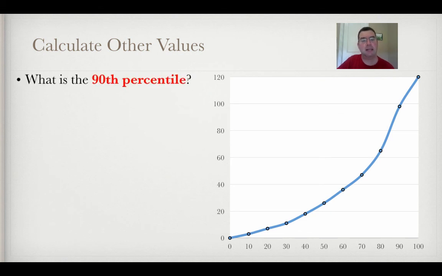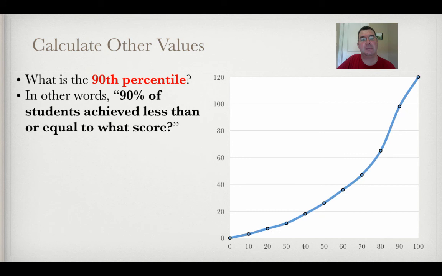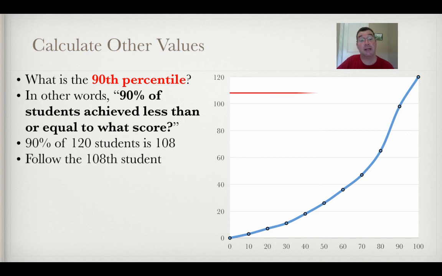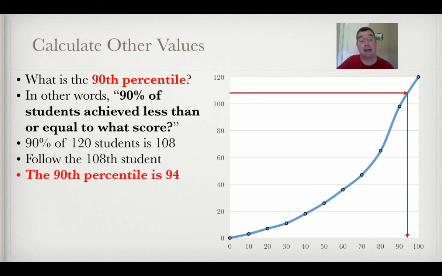I can calculate other values as well, like percentiles. If I wanted to know the 90th percentile, that basically means 90% of the students scored what score or less. 90% of the 120 students is 108. So if I follow the 108th student in the same manner, then I will get to about 94, so the 90th percentile would be 94. And that's how you calculate percentiles.